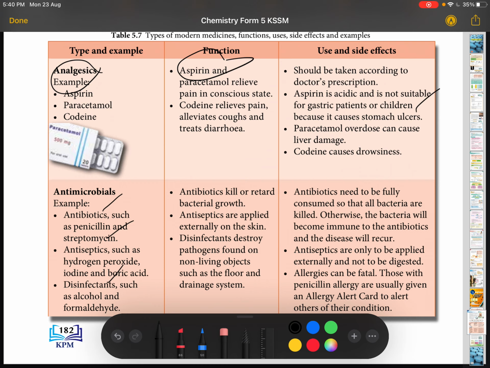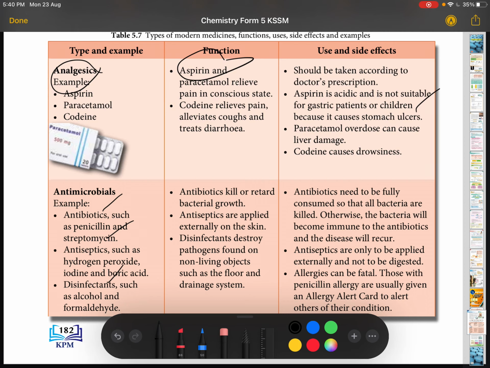Disinfectants are to kill pathogens. You don't want to be eating them. You want them to make your room free from these pathogens. If you eat them, you might kill yourself instead. So be careful of that. Antibiotics are the ones that will kill bacterial growth in your body. Antiseptics are for your skin, and disinfectants are for your room. So take note of that, and know the examples as well.